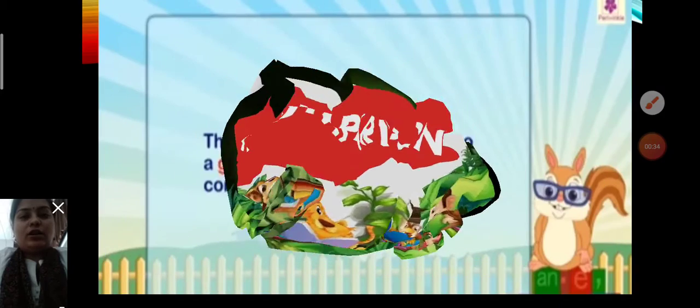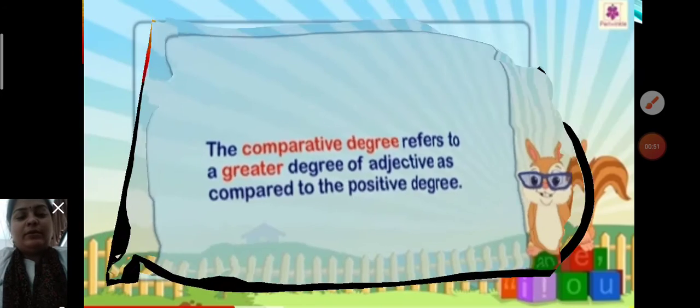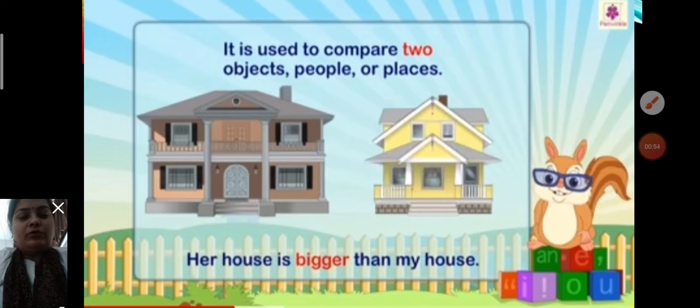Today you are going to read in GK about the comparative degree. Children, what do you know about this? The comparative degree refers to a greater degree of an adjective as compared to the positive degree. In this degree, you compare two. It is used to compare two objects, people or places.